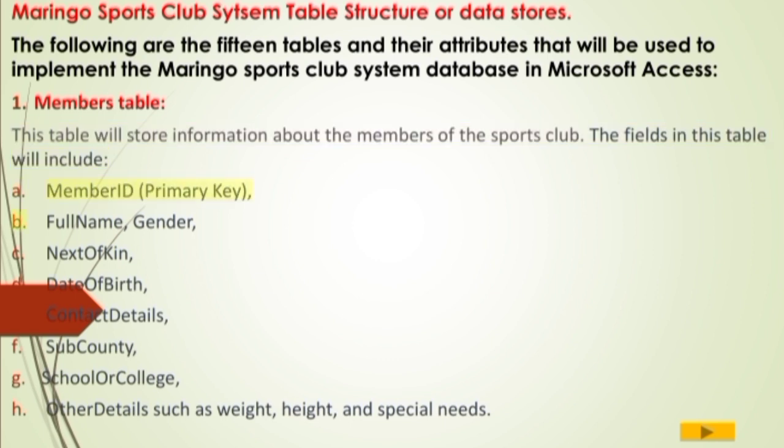A. Member ID, primary key. B. Full name, gender. C. Next of kin. D. Date of birth. E. Contact details. F. Sub-county. G. School or college. H. Other details such as weight, height, and special needs.